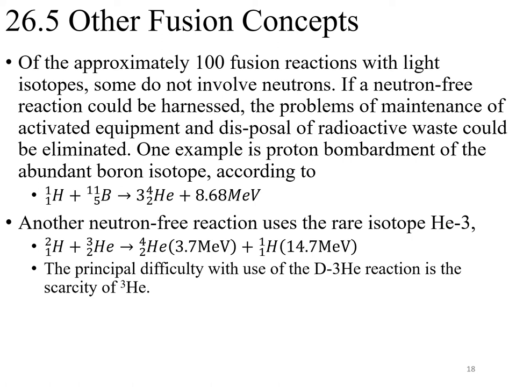Because the Z is equal to 5 for boron, the electrostatic repulsion of the reactants is 5 times as great as for the DT reaction, resulting in a much lower cross-section. The temperature of the medium would have to be quite high. On the other hand, the elements are abundant, and the boron-11 isotope is the dominant one in boron.